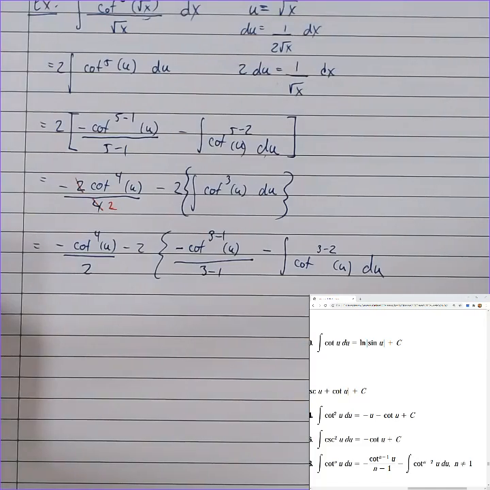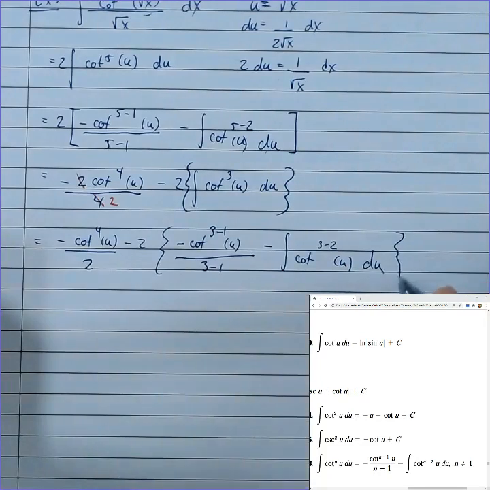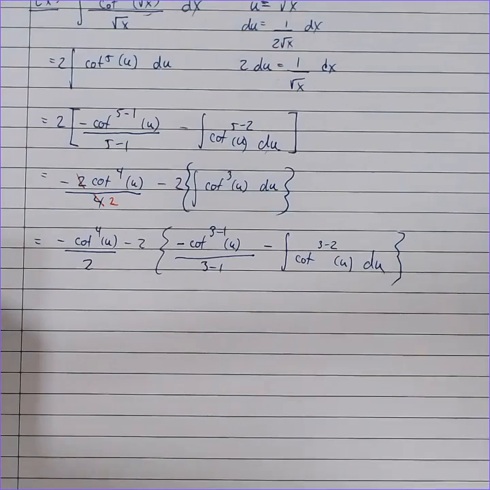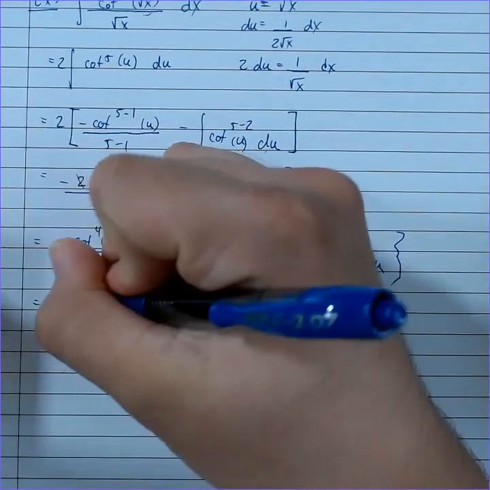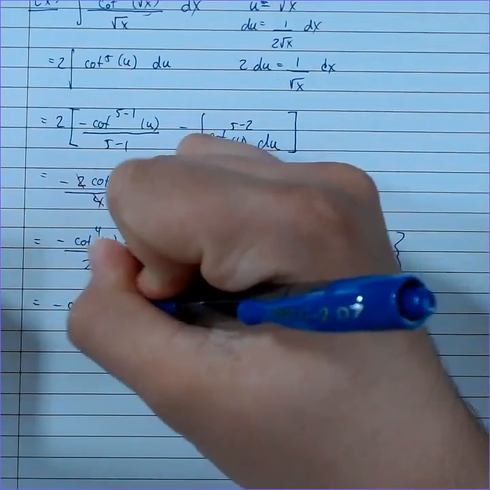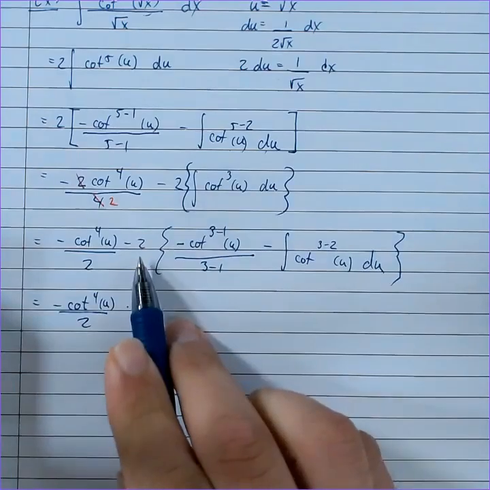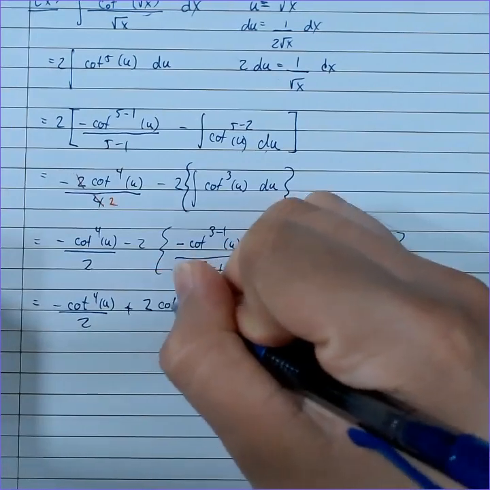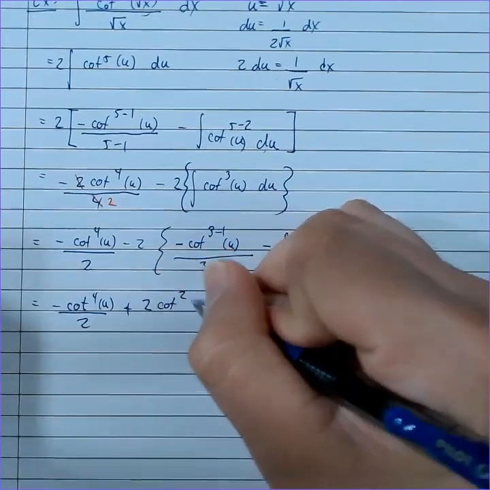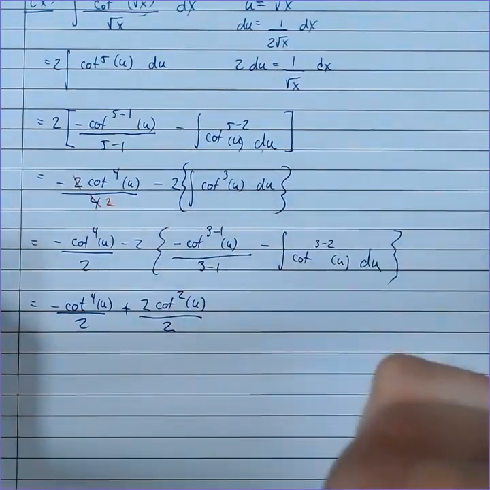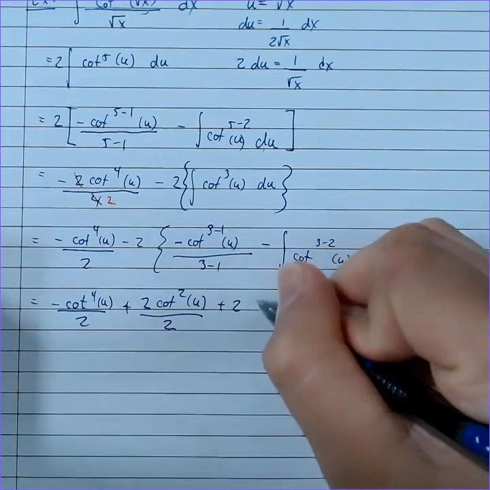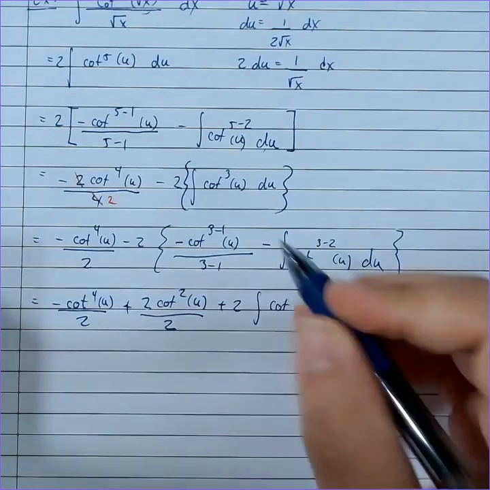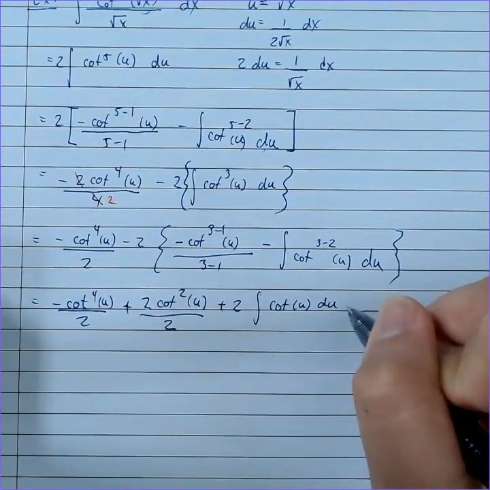So now we can simplify some stuff. At this point, we are done using that reduction formula. It looks like we're down to a power 1 now, which is something we can do without the reduction formula. So let's simplify some stuff here. That's negative the cotangent to the fourth of u over 2. Let me distribute that negative 2 there. So double negative makes that a plus. So that'll be plus double the cotangent to the power of 3 minus 1, that's power 2 of u over 2. Double negative makes that a plus 2 times the integral of the cotangent to the power 1, which I'm not even going to write, cotangent of u du. Looks like that.